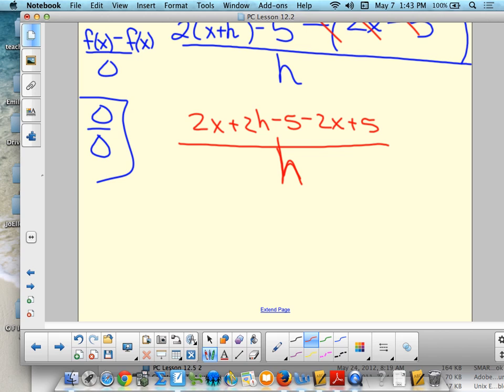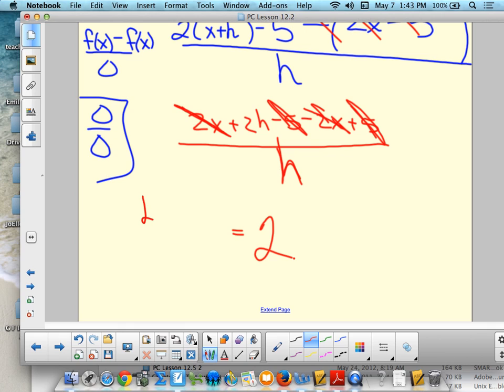Look at all the cancellation. A 2x with a 2x, minus plus. A plus 5 with a minus 5. All you have left is 2h over h. What do you notice? Cancel out the h's. The answer's what? I keep saying the answer's 2, but I didn't mean to say that. I'm sorry. The simplified expression is 2.